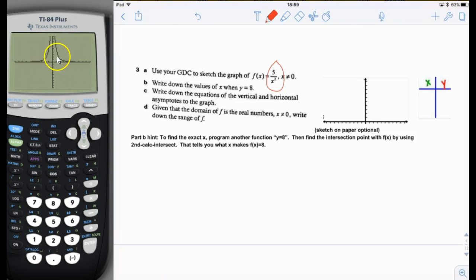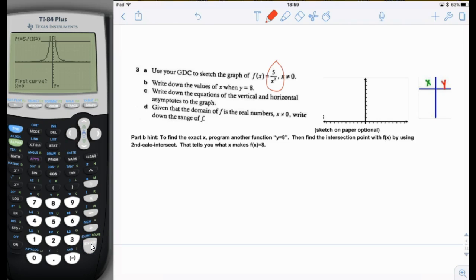Okay. So we can see that it goes up on both sides instead of normally a hyperbola goes up on one side, goes down on the other side. This one goes up on both sides. Okay, so it says write down the values of x when y equals 8. Remember there's 2 ways to do that. One is you can do second table and set the step size to be really small. The other is you can go to y equals and put the second function in the calculator, and you're going to say that the second function will be y equals 8. And then you're going to graph it and see when they intersect by doing second calc intersect, which is option 5.